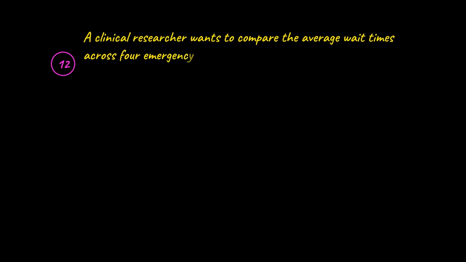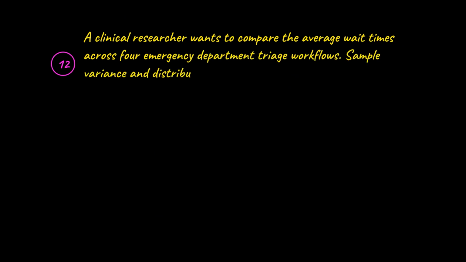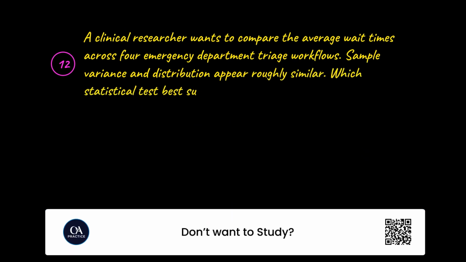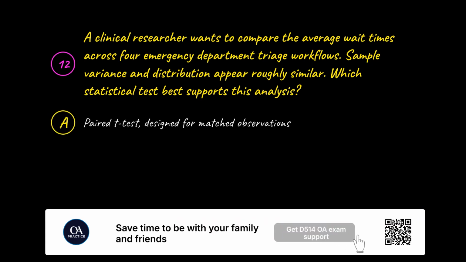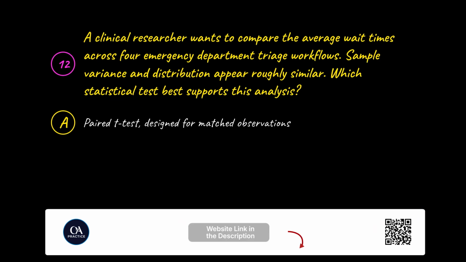Question 12. A clinical researcher wants to compare the average wait times across 4 emergency department triage workflows. Sample variance and distribution appear roughly similar. Which statistical test best supports this analysis? Your options are A. Paired t-test, designed for matched observations.